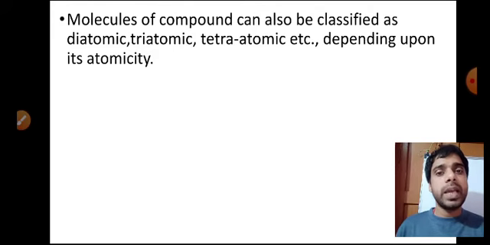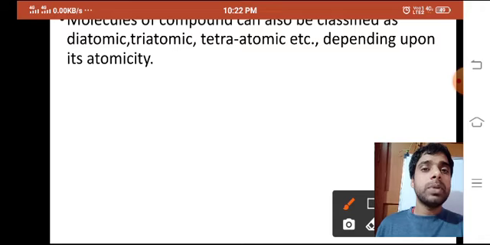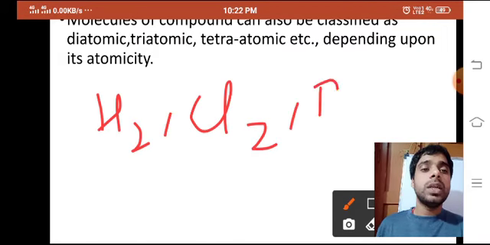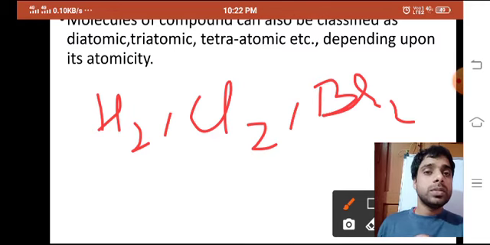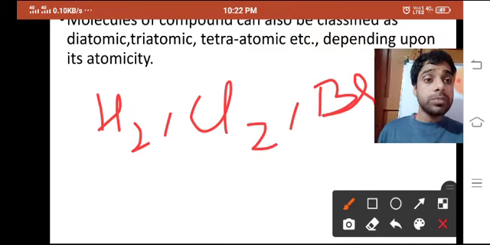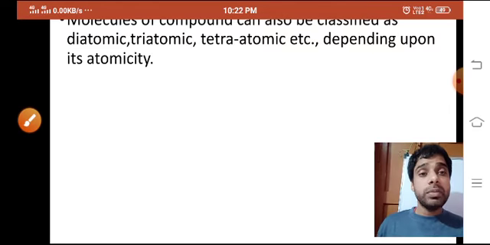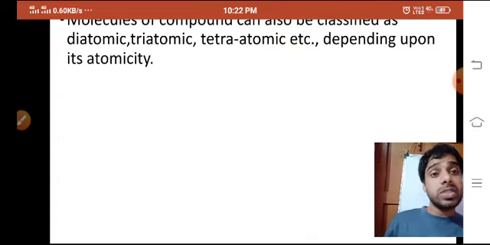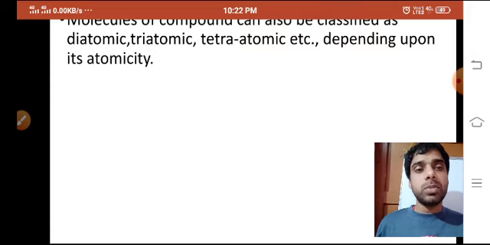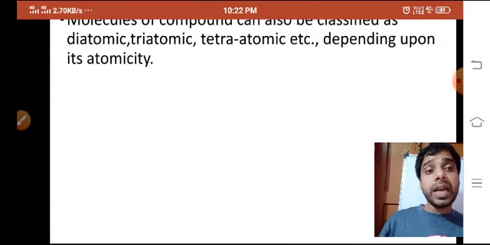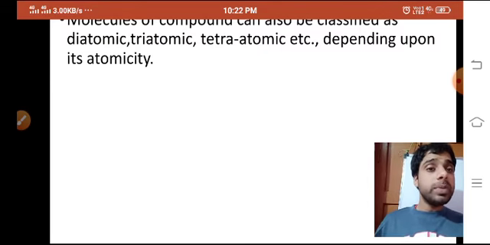That one is diatomic. Examples of diatomic: H2, Cl2, Br2. Okay, na? Here, for molecules of compounds, I have to write something different. I will not write H2, Cl2, Br2 here, because those examples I have given are homoatomic. It would create a problem if you write H2, Cl2, Br2 in the diatomic, triatomic, tetraatomic cases.